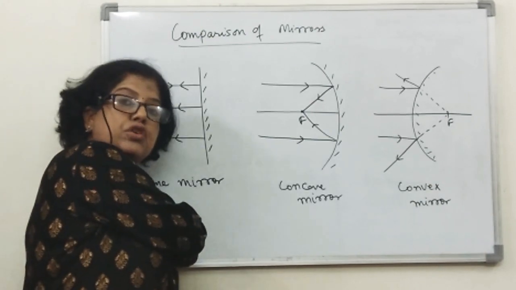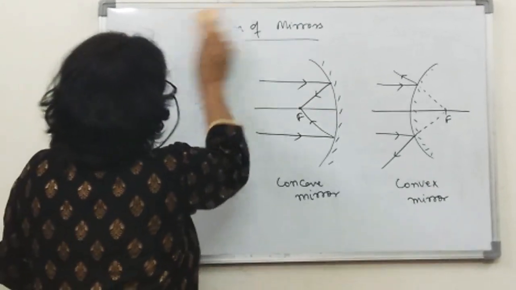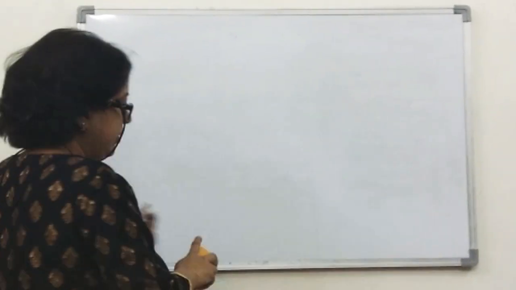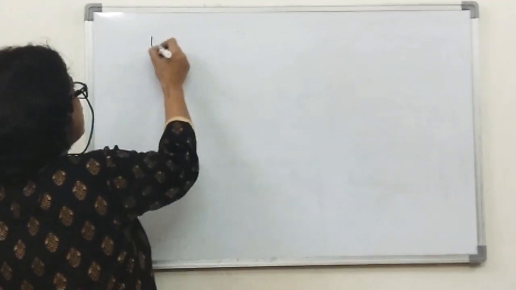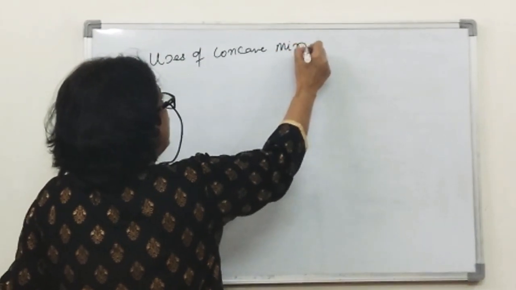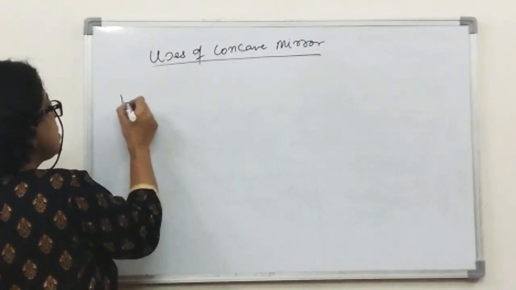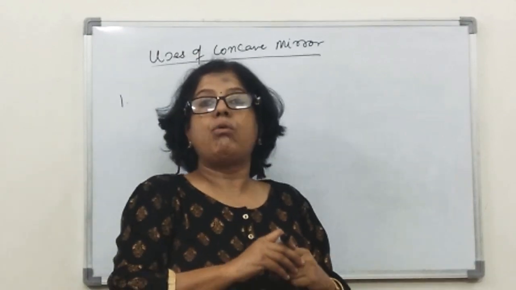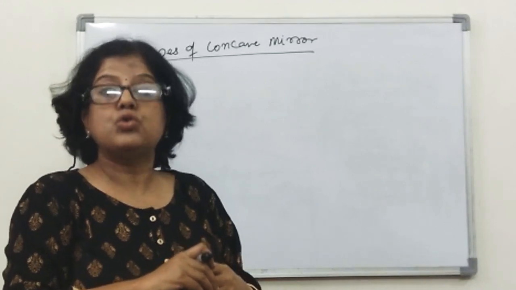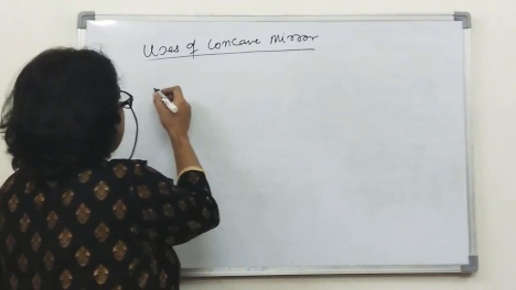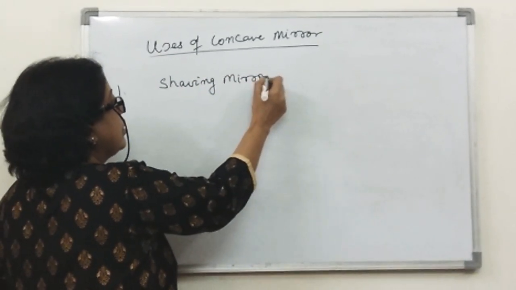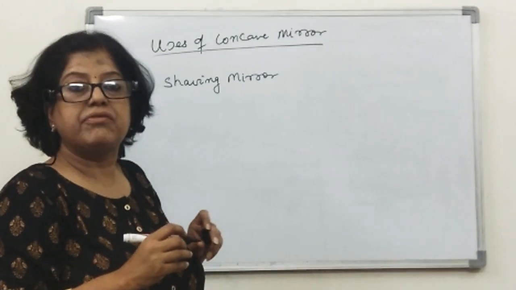Now let's talk about uses of concave and convex mirror in detail. Okay. So let's talk about, first of all, uses of concave mirror. Now, concave mirror has many uses. We all know that it's the only mirror which can give us virtual, erect and magnified image. And due to this, it finds use as a shaving mirror. It is used as a shaving mirror because it can give us virtual, erect and magnified image.